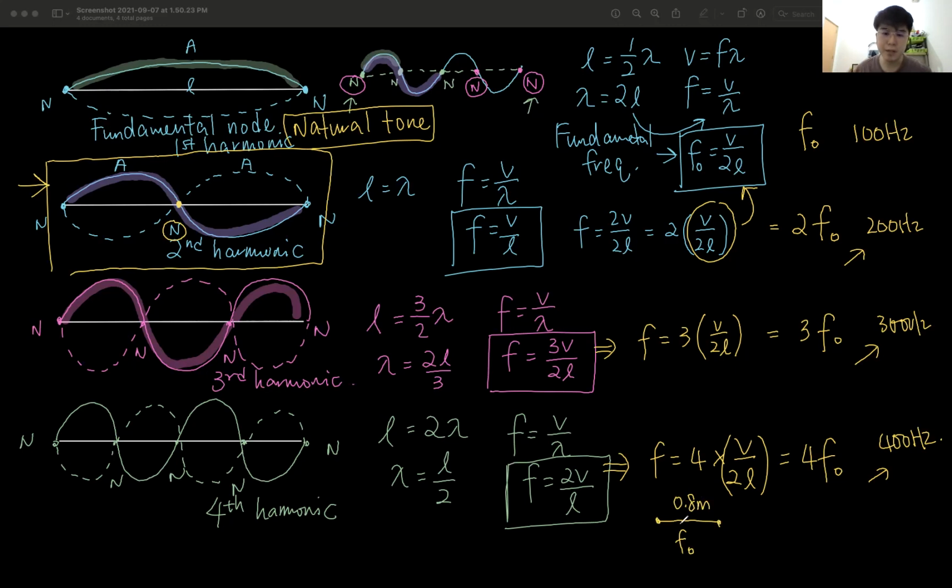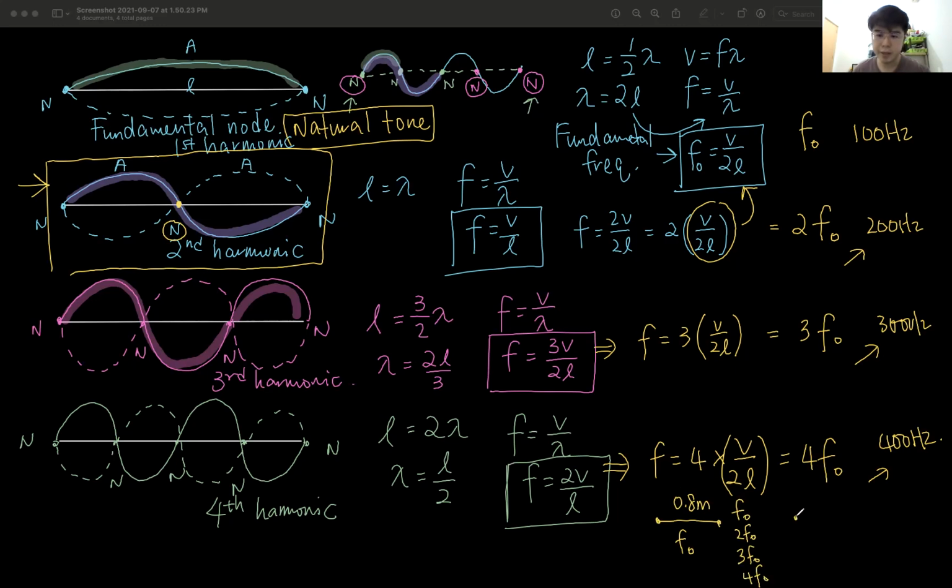So let's say we have this string here. If I pluck this string, then what frequency do you hear? Again, you are hearing the integral multiple of the fundamental frequency. So if I pluck this string, then you will hear F naught, you will hear 2 F naught, you will hear 3 F naught, you will hear 4 F naught. All of this come together.